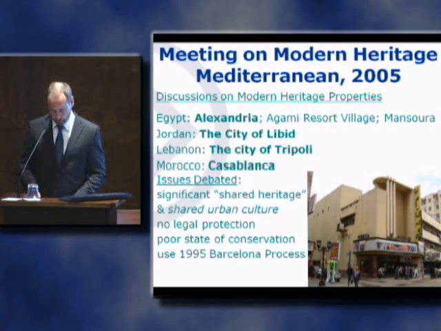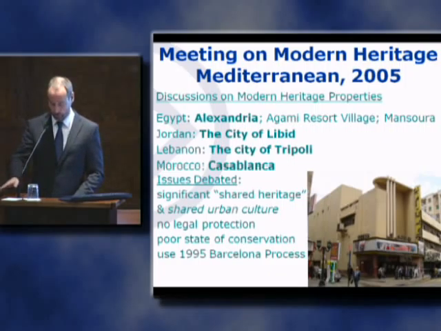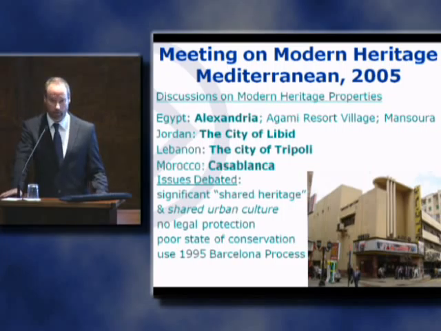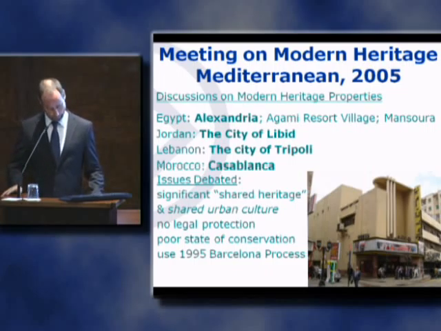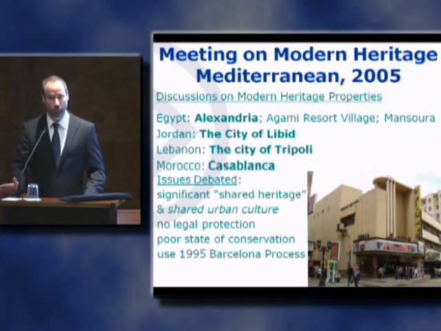Now, the final meeting that took place in the context of the program on modern heritage was for the Mediterranean region in the city of Alexandria in Egypt. Of course, that city was discussed as a possible case, the modern extensions of the city of Tripoli in Lebanon and the city of Casablanca in Morocco. In this region, there was an important debate on the notion of shared heritage. And the notion of shared heritage in the Mediterranean is omnipresent.